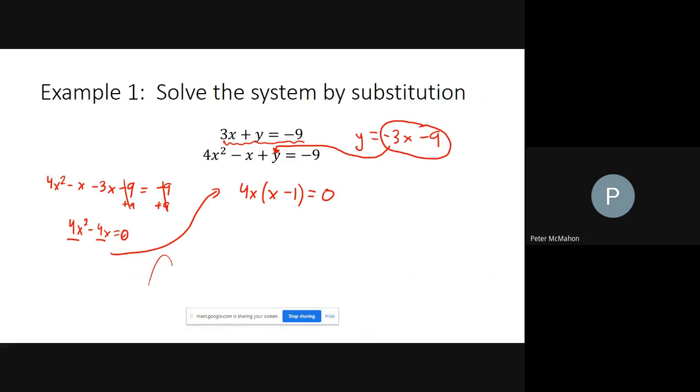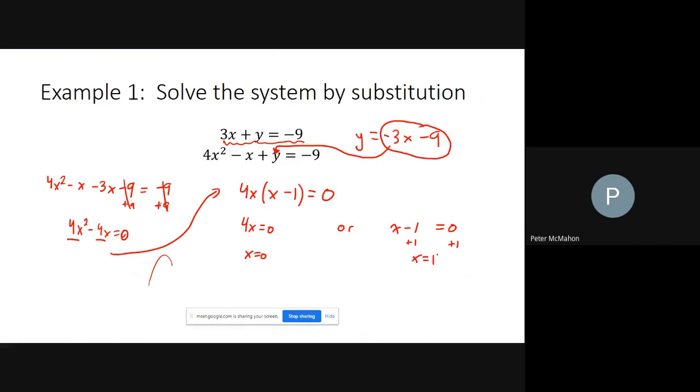The way this works, again, is the zero product property. If we have two things multiplied by each other, 4x and x minus 1, that equal 0, then either 4x equals 0 or x minus 1 equals 0. If I divide both sides by 4, I get x equals 0. If I add 1 to both sides, I get x equals 1.